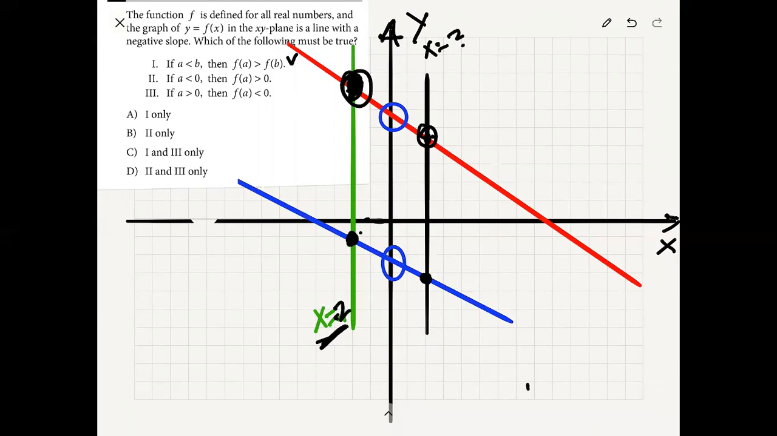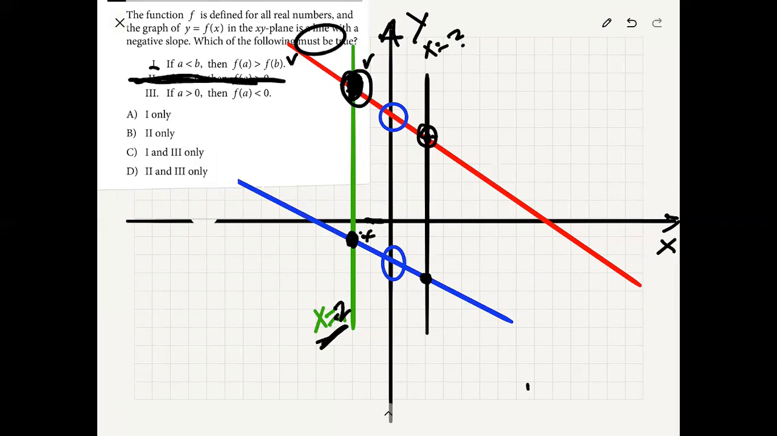So here's the output and here's the x-axis. In this case, f of -2 is not greater than 0. So number 2 is not true. It was true in this case, but it wasn't true in this case. And it must be true in every case. So we can eliminate number 2.